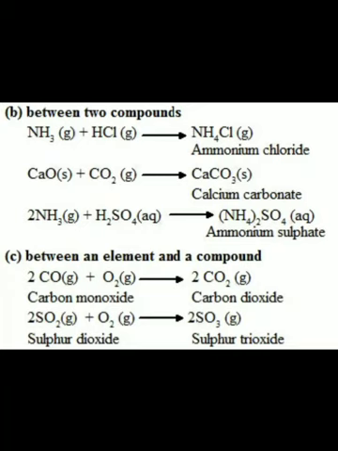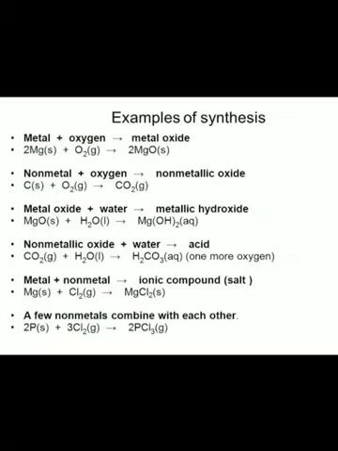So we find that in a synthesis reaction, or direct combination reaction, when two elements react, they produce a single compound. When an element and a compound react, they also produce a single compound. And when two compounds react with each other, they also produce one compound. That means A plus B gives rise to AB.